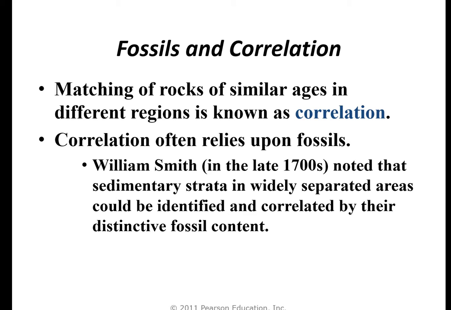Matching rocks of similar ages in different regions is known as correlation. Correlation often relies upon fossils. So we know that William Smith in the late 1700s noted that sedimentary strata in widely separated areas could be identified and correlated by their distinctive fossil content.